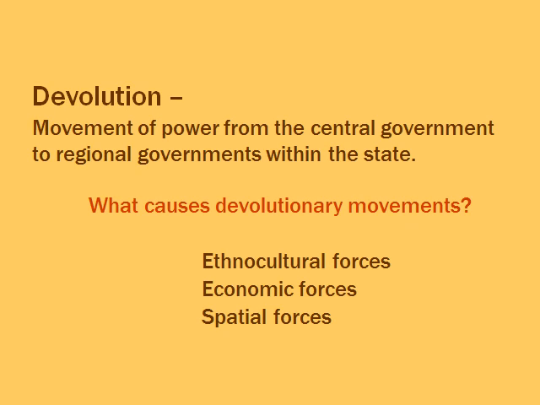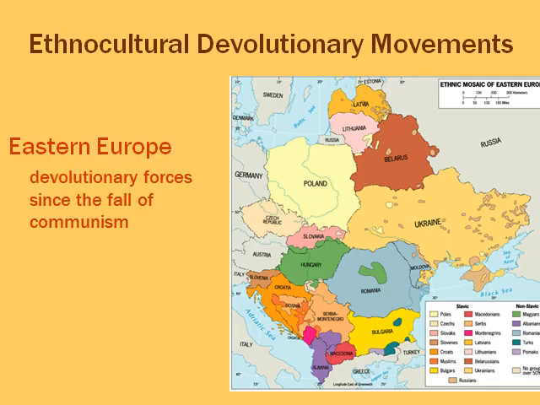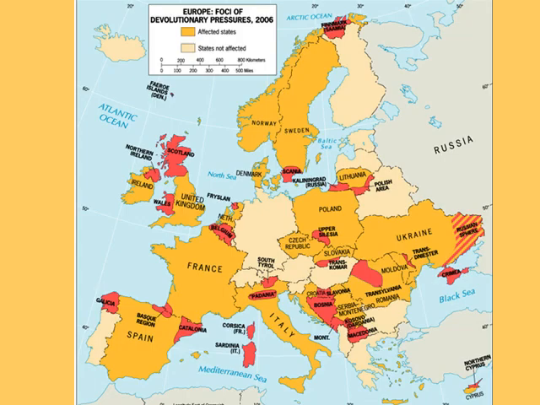Now, when you move from a central government, or give power from central to more regional governments, this is called devolution. And there are different types of devolution. There's ethnocultural, economic, and spatial. Ethnocultural means you are giving more power or more rights to a certain ethnic group or culture group within your country. So again, when we talk about former Yugoslavia, when that dissolved into different countries, you were giving rights to certain ethnic groups, the Bosnians, the Serbians, the Croatians, and so on. That's going to be ethnocultural devolution.